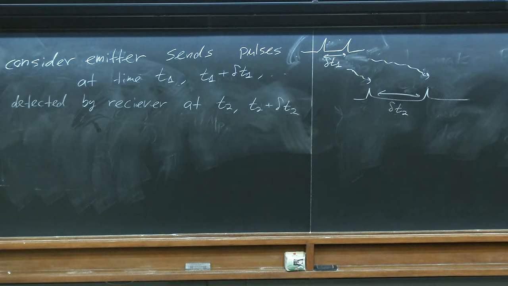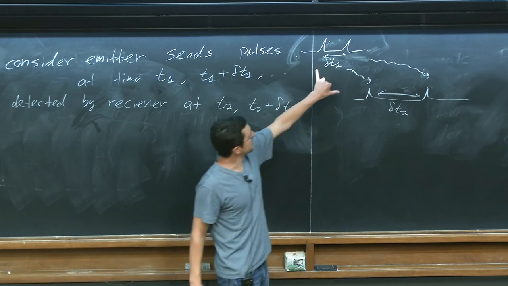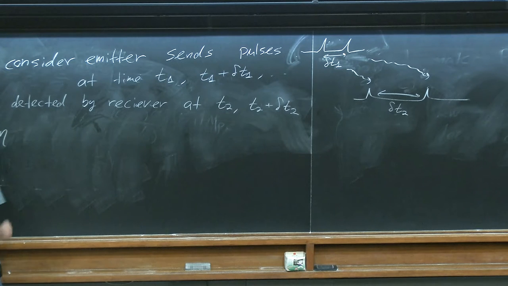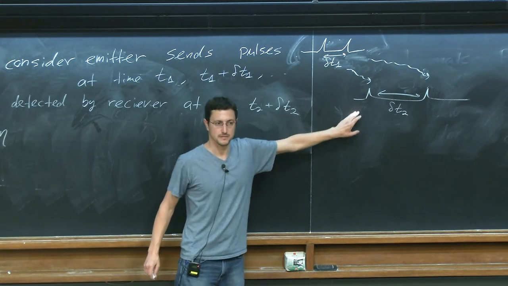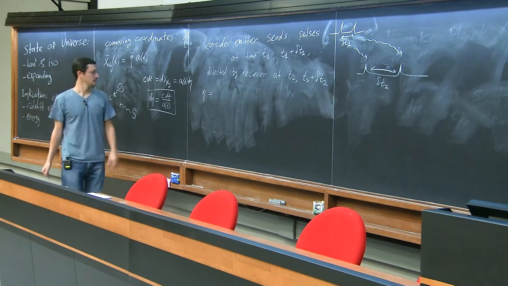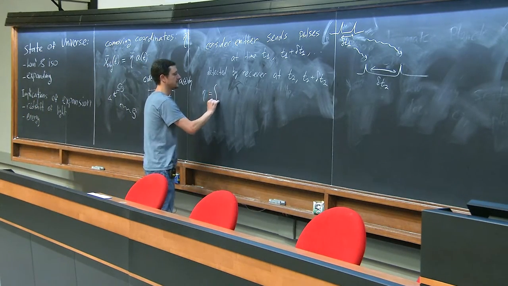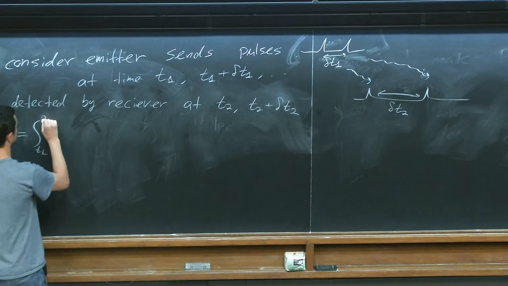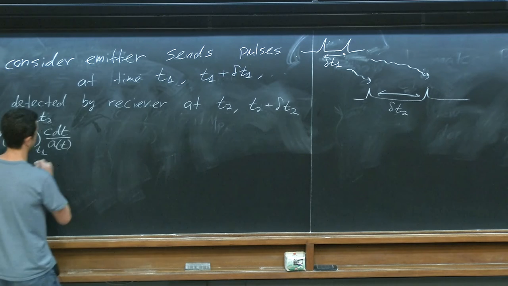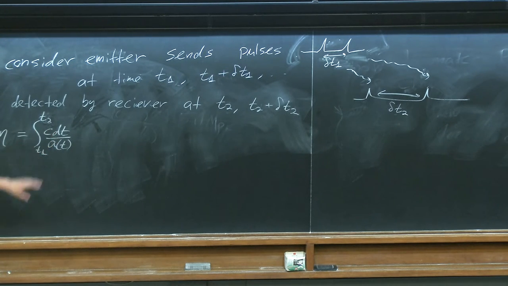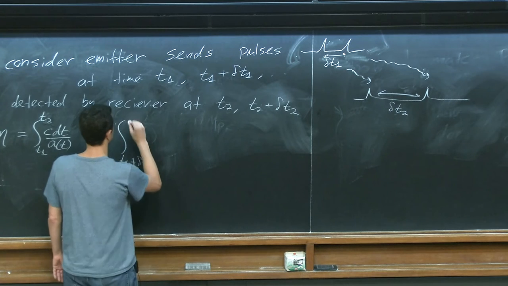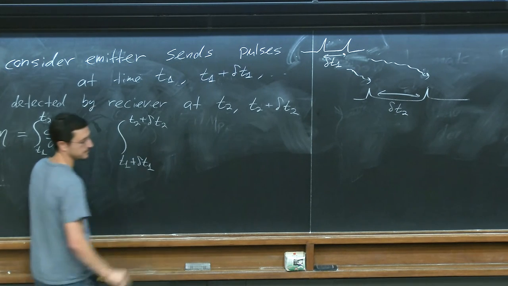Now we can calculate the coordinate distance, or the comoving distance, that each of these pulses is doing on our grid. The coordinate distance between the emitter and the receiver, we know how to compute it. It's an integral over eta along the motion of the photon. The first pulse goes from t1 to t2, and makes this coordinate distance on the way. And the second pulse goes from t1 plus delta t1 to t2 plus delta t2.